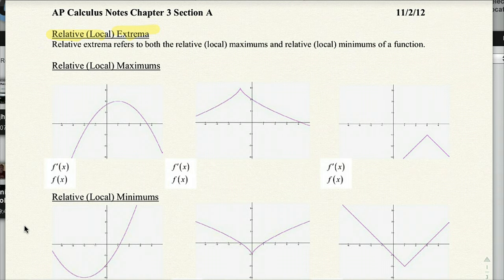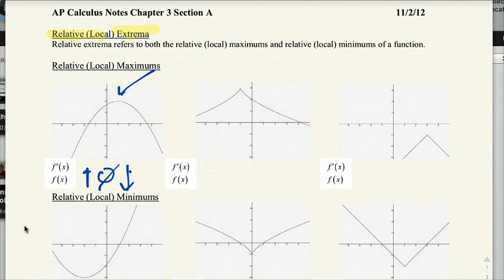In this first one, you'll notice that this is a maximum here at this top point because it is the highest point, much higher than the ones next to it. Here, to the left of the maximum, you'll notice that the derivative is positive. At the maximum, the slope is 0, and after the 0, the slope is negative.